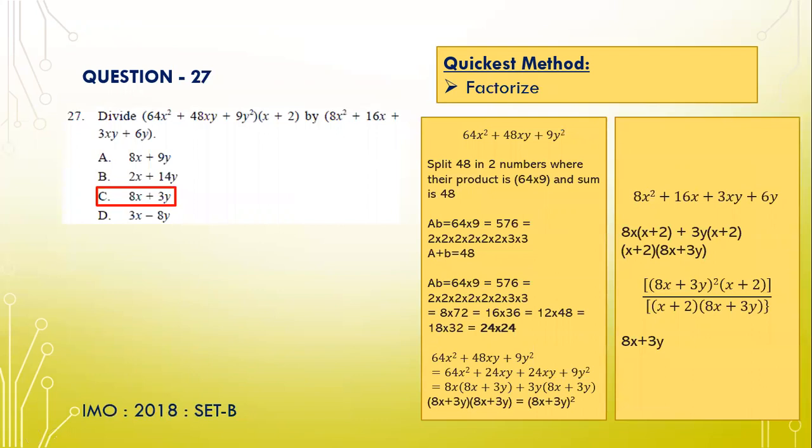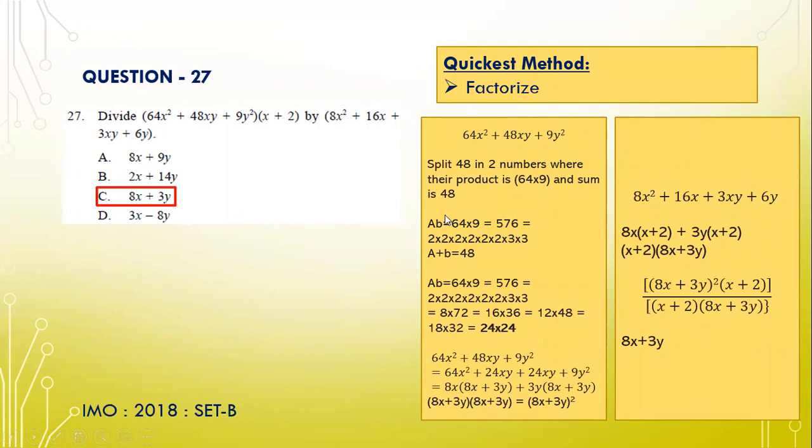Question 27. Divide 64x square plus 48xy plus 9y square by x plus 2 into 8x square plus 16x plus 3xy plus 6y. Now, in questions like this, we have to factorize, isn't it? So, 64x square plus 48xy plus 9y square. You have to split 48 in such a way that you can have a common factor.